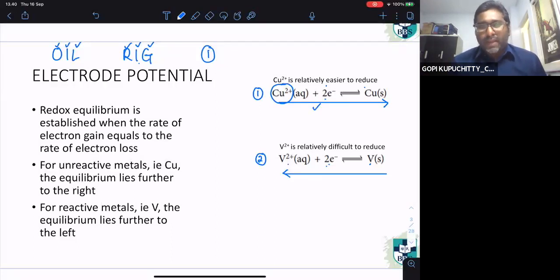Gaining electrons means reduction. So you see, copper 2 plus is relatively easier to reduce.